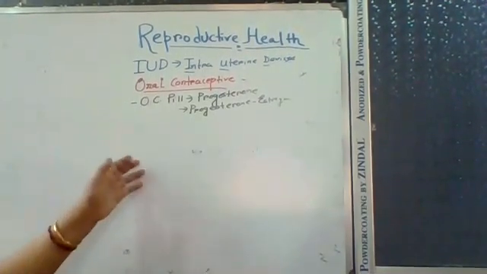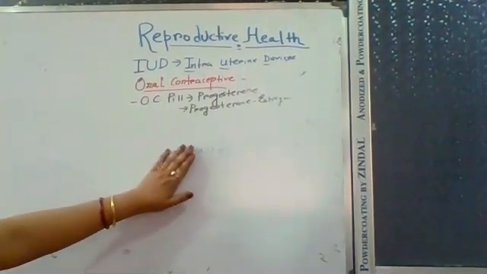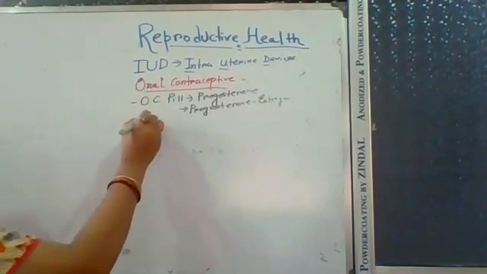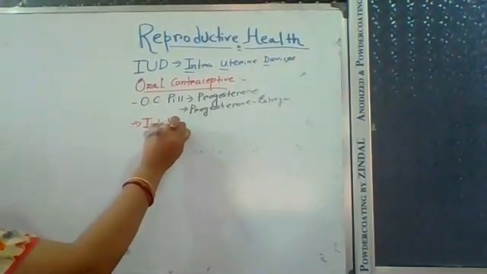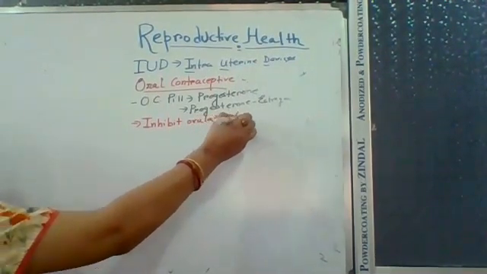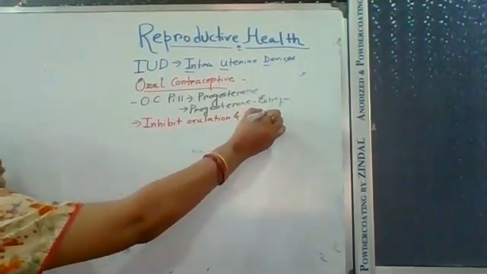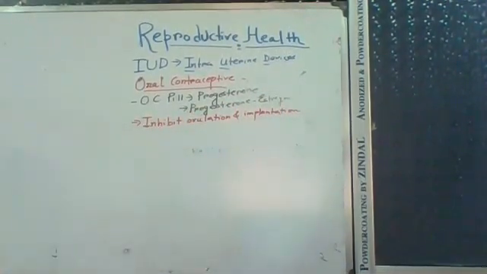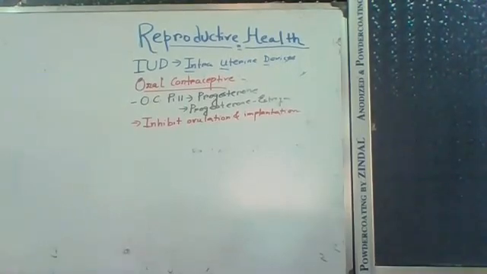So what is the utility? This OCP, oral contraceptive pill, inhibits ovulation and implantation. Please remember, this inhibits ovulation and implantation, right? As well as alters the quality of cervical mucus to prevent the entry of sperm.